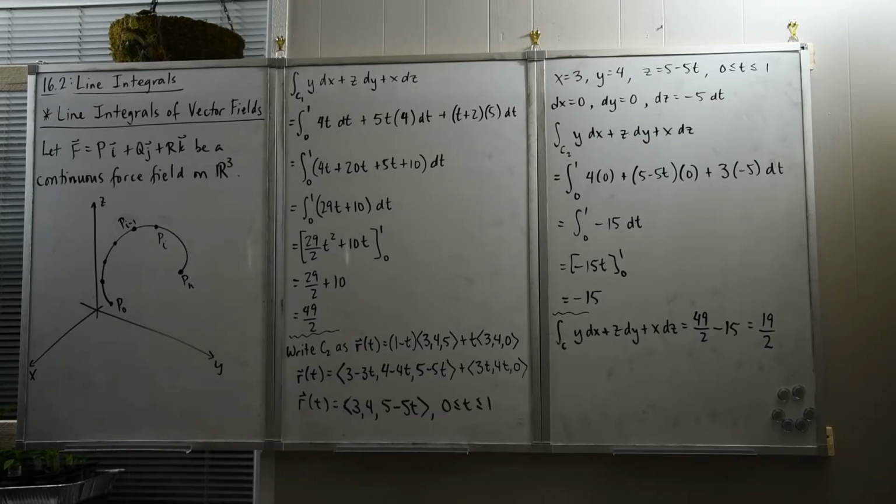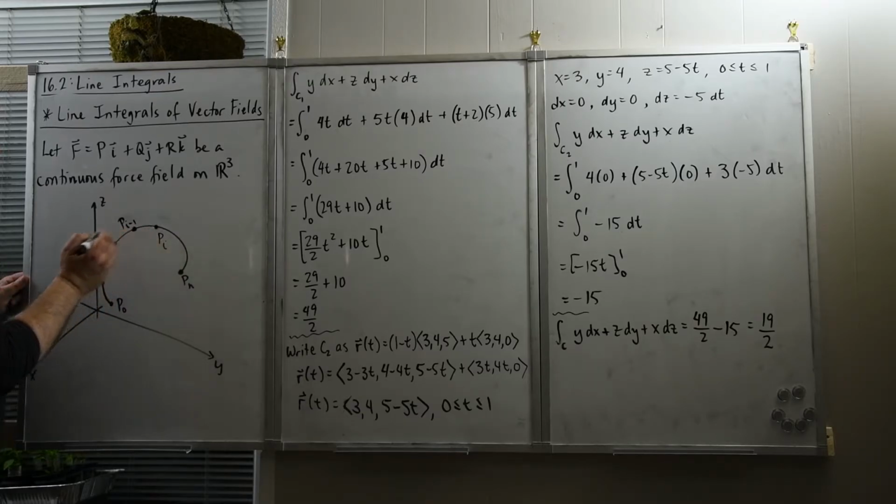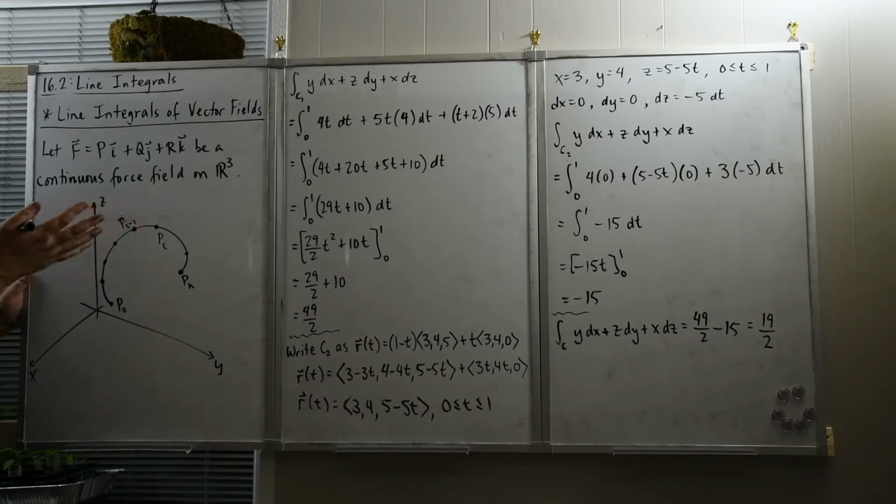So what we'll do is try to figure out an estimate for the amount of work done in moving the particle from this point to that point. Because if we can get an estimate for the amount of work done in moving the particle from this point to this point, we could do that for every pair of consecutive points along this curve, and then sum up all those work estimates to get an estimate for the total amount of work done in moving the particle along the curve from p sub 0 to p sub n. And so we think about how exactly that would work.